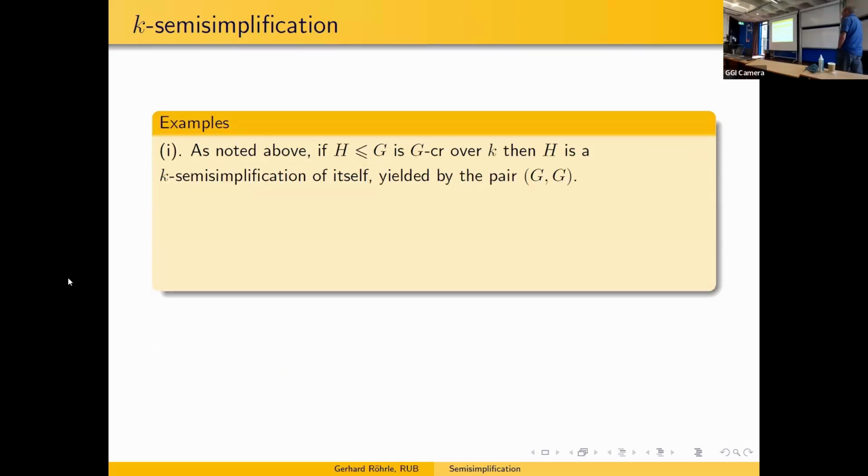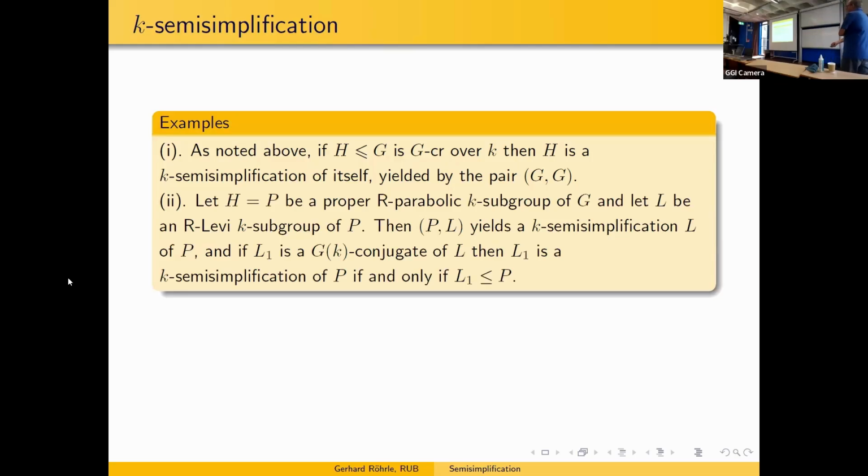Let's do examples again, very silly ones. The silly example is again, if I have a GCR subgroup, it's a K-semi-simplification of the pair itself, of course, we've seen that. What if I take a non-reductive subgroup? If H is a parabolic subgroup, you can say a parabolic P, that's obviously not GCR.